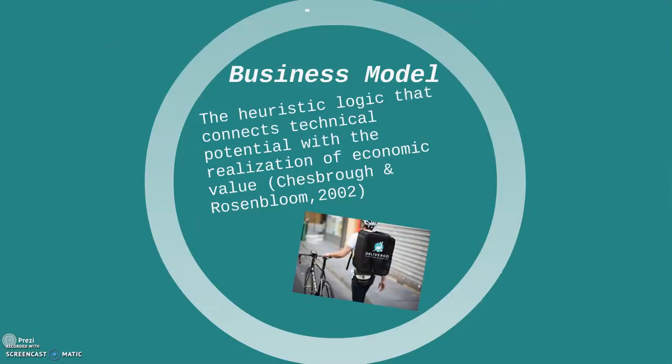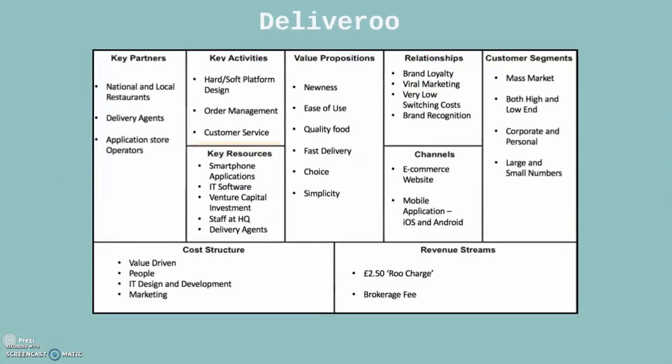A business model is the heuristic logic that connects technical potential with the realization of economic value. Here you can see Deliveroo's business model canvas. This covers a range of areas from their sales channels, including their mobile application, to their value proposition.